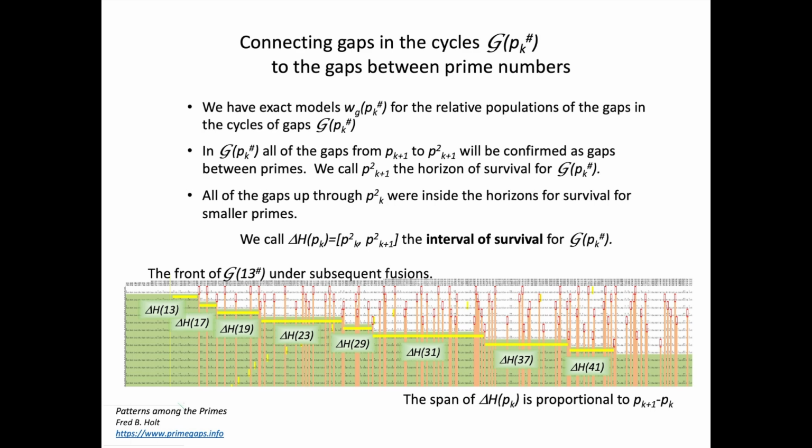We'll note that the span of the interval of survival is proportional to the distance between next prime and current prime, that particular gap, pk plus 1 minus pk. And so we see that the spans of the intervals of survival are irregular, but in a predictable way.